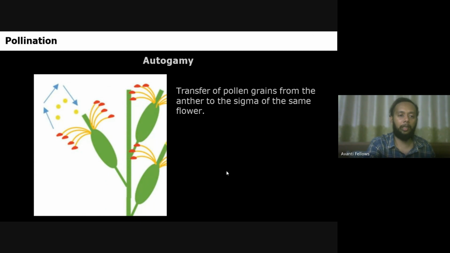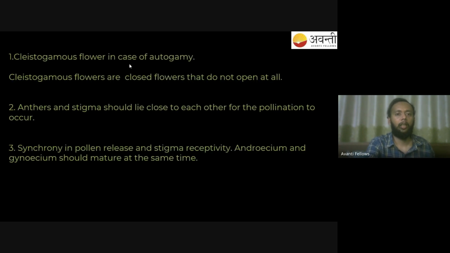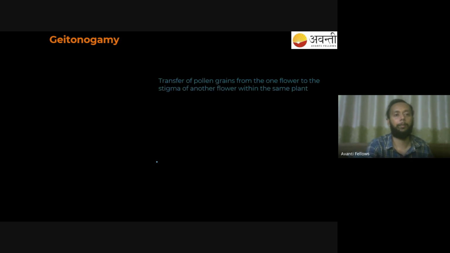Okay, so autogamy, I think autogamy is very much clear to you. I think this is something which got repeated multiple times, so this should be clear to you. Transfer of pollen grain from the anther to the stigma of the same flower. Cleistogamy, you can see over here, like in the case of autogamy, closed flowers do not open at all. Anther and stigma should lie close to each other for pollination to occur. Synchrony in pollen release and stigma receptivity. So the time of pollen release and the time at which stigma is actively receptive should be very closely matched over here, right? And androecium and gynoecium should mature at the same time. So androecium and gynoecium mature at the same time, they release the pollen grain and gynoecium takes up the pollen grain. So that is something that can be seen in my cleistogamy, right?